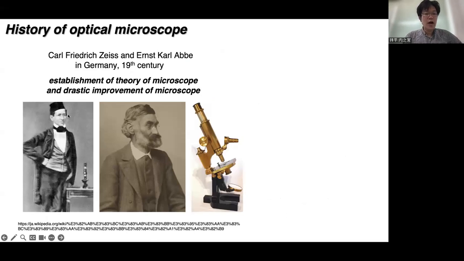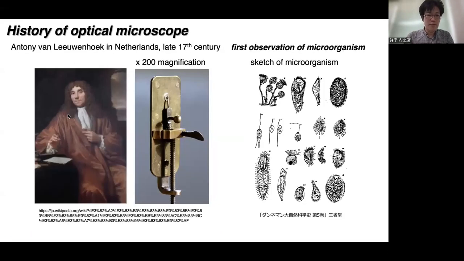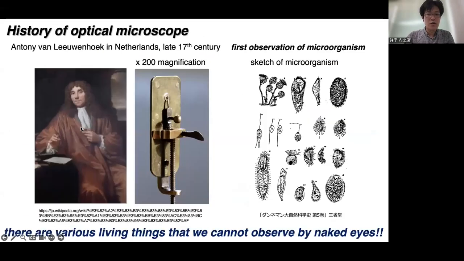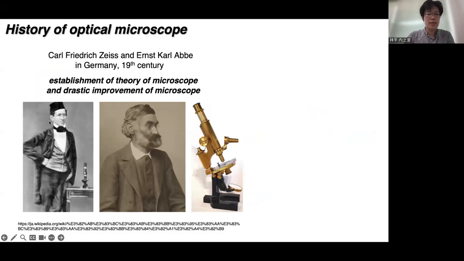Okay. So, however, this situation changed in the 19th century because of the higher evolution of the microscope. In the previous slide, I mentioned the theory of magnification with a lens like this. So this theory was established by Carl Zeiss and Abbe in Germany in the 19th century. Before that, people developed the microscope only based on their experience. However, after the establishment of the theory for magnification of lenses, the function of the microscope was drastically improved.